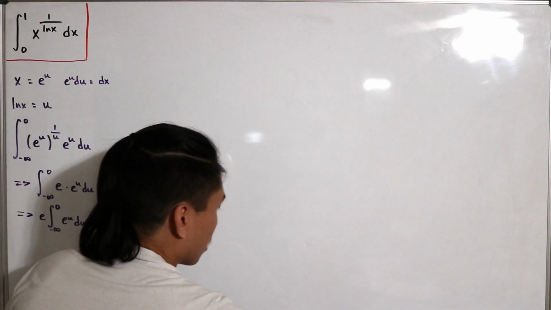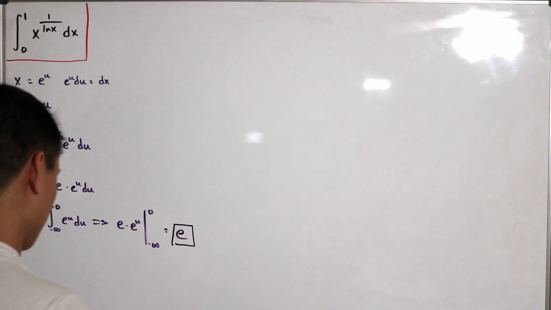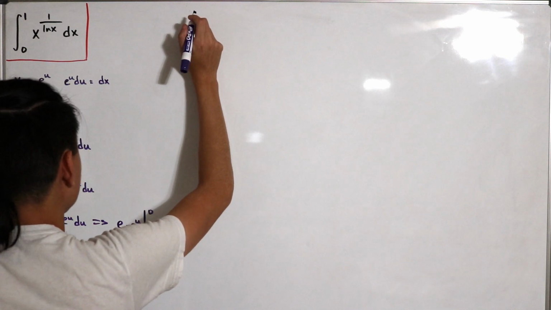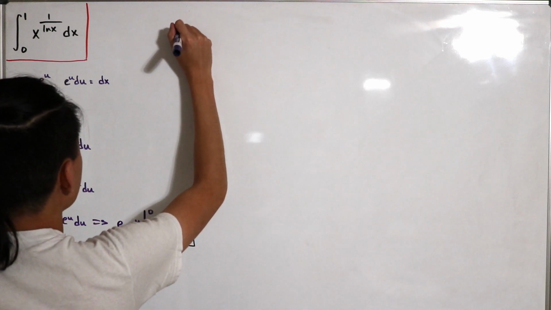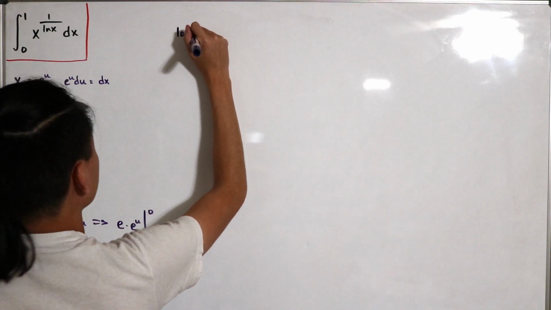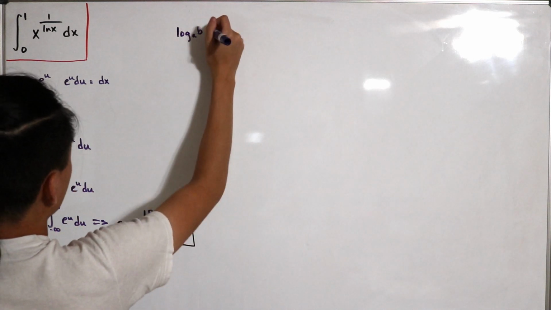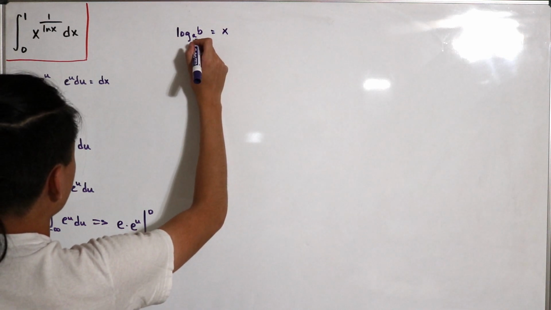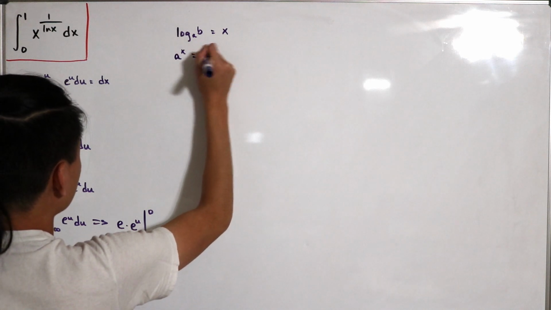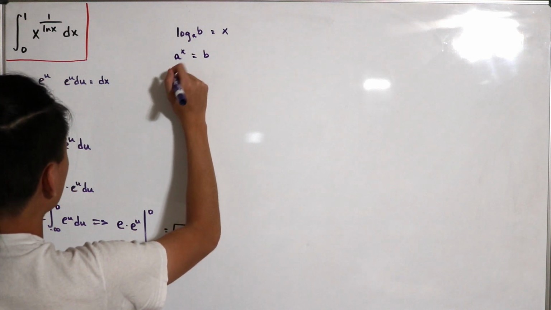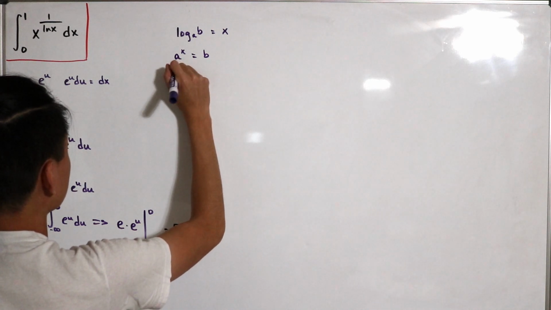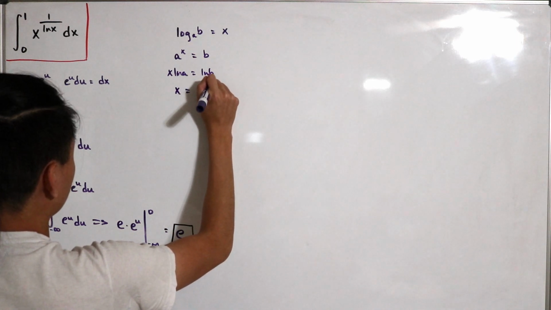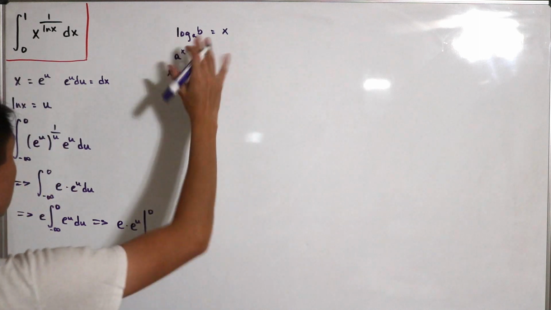So that's one way. Now let's use the other method. For the second method, we consider the change of base formula for logarithms. If we say log base a of b is equal to x, then by definition a to the power x is equal to b. If you try to solve for x on its own, we take the natural log of both sides, so x ln of a equals ln of b, and that means x is equal to ln of b divided by ln of a. So we use this formula.